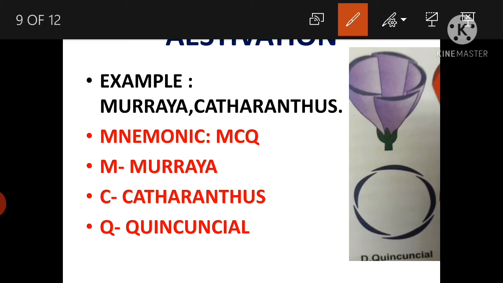The examples for this are Murraya and Catharanthus, and to remember this example you can use a trick. It is MCQ. M stands for Murraya, C stands for Catharanthus, and Q stands for quincuncial.